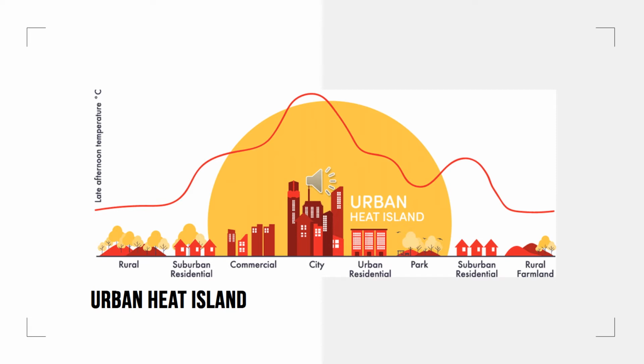intensity. Urban geometry and materials influence wind flow, energy absorption, and the ability of surfaces to release long-wave radiation back to space, causing the urban heat island effect.